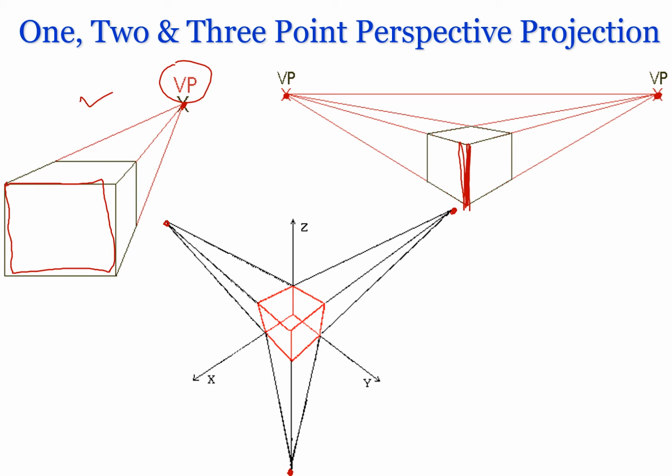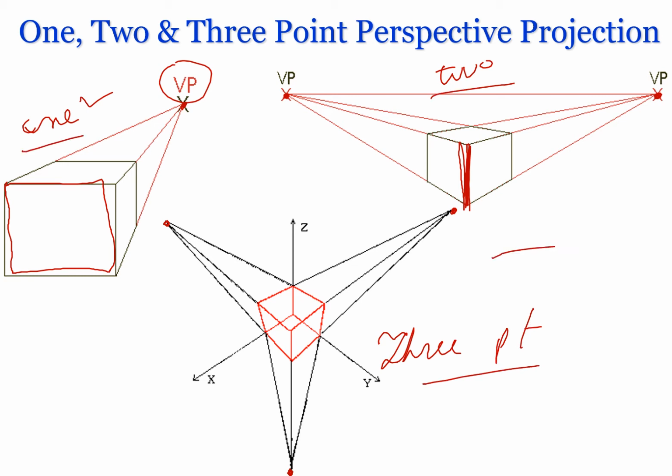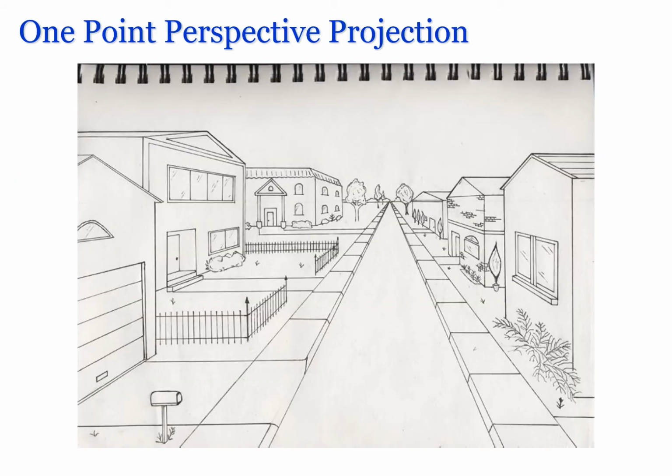So again, we have 1, 2, and 3 point perspective projection, and again they can be used to draw the pictorial view of any object. So let's have a look at some images and comprehend how they are 1, 2, or 3 point perspective projections. As you can see, here the picture is converging at a single point, right here.